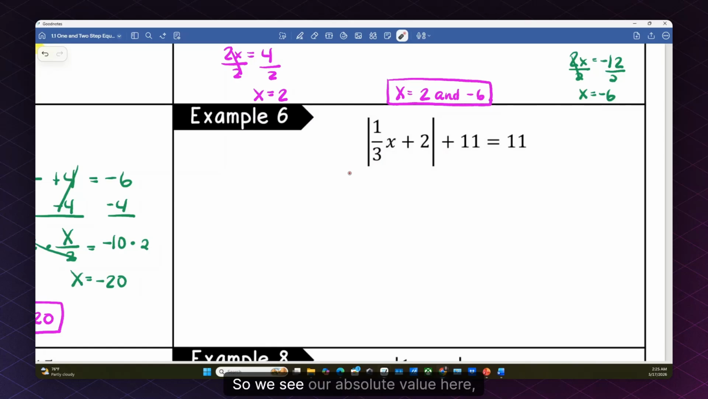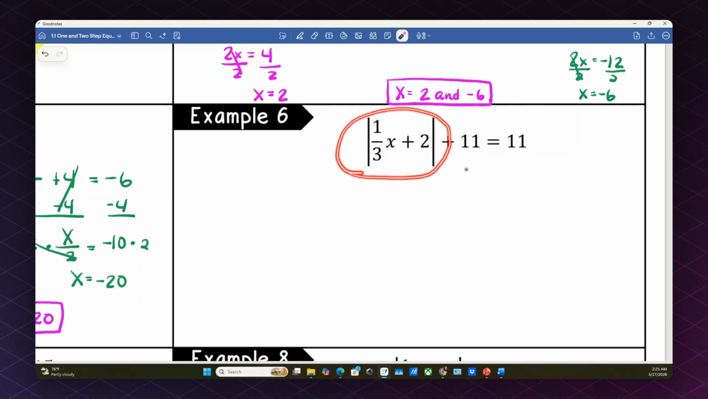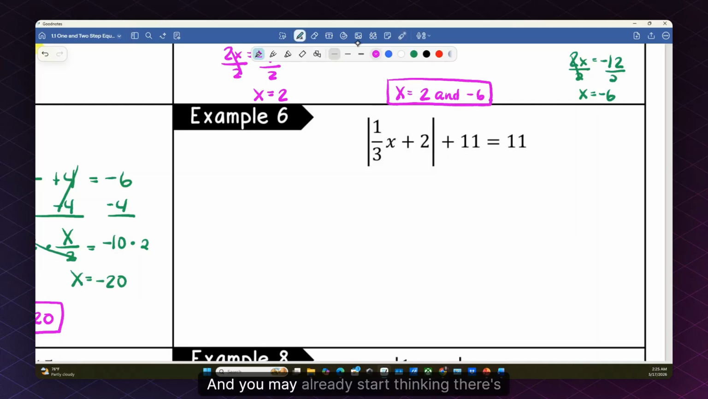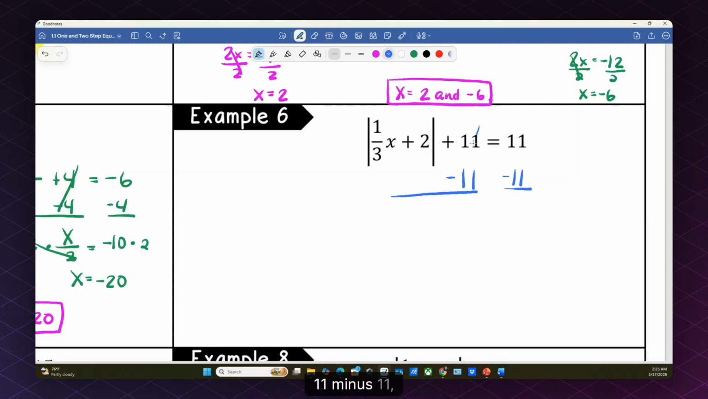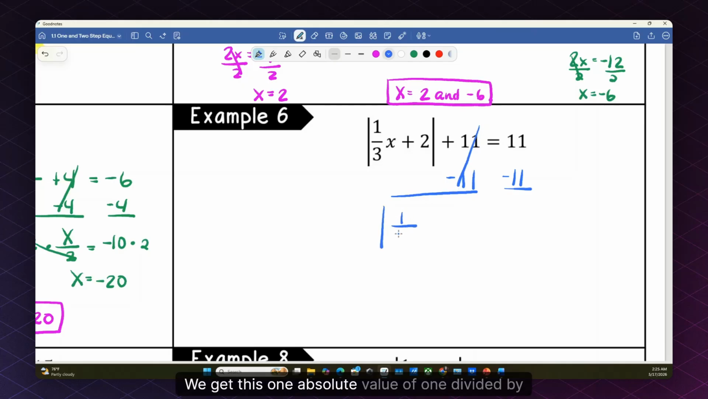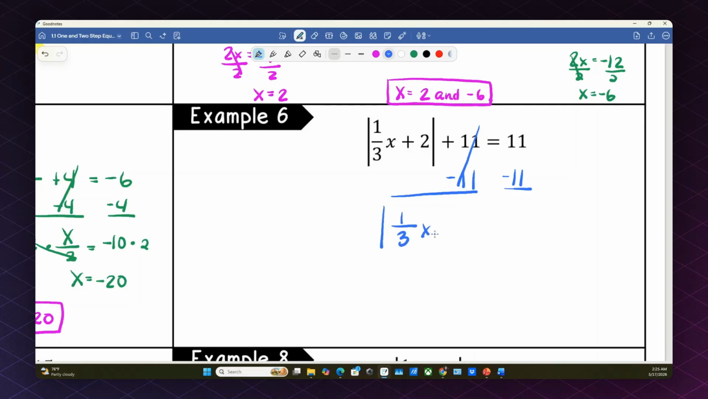Alrighty, so we see our absolute value here, and then we have this plus 11 equaling 11. And you may already start thinking there's something weird about this. So let's go ahead and subtract our 11. And you might be thinking, okay, 11 minus 11, that cancels out. We get this one absolute value of 1 divided by 3x plus 2. Absolute value equals 11 minus 11 is 0.